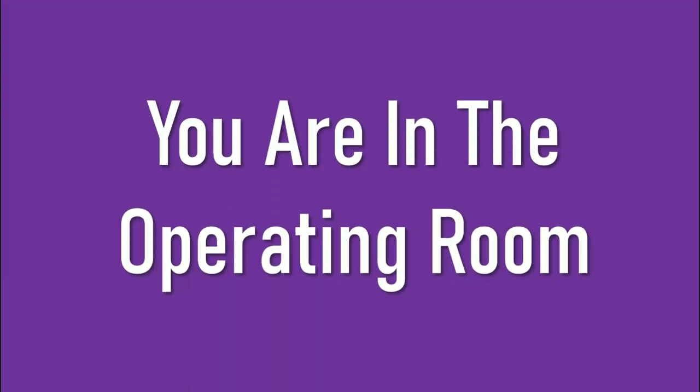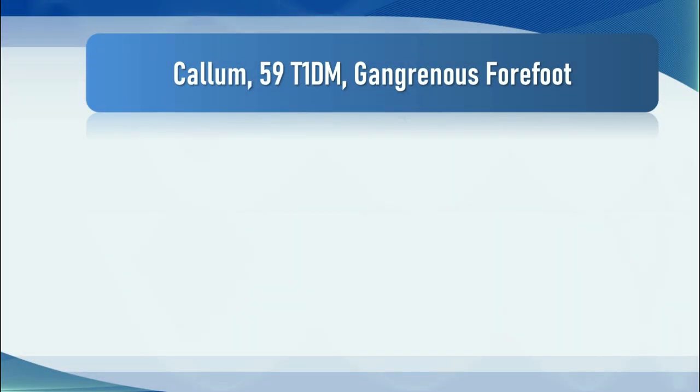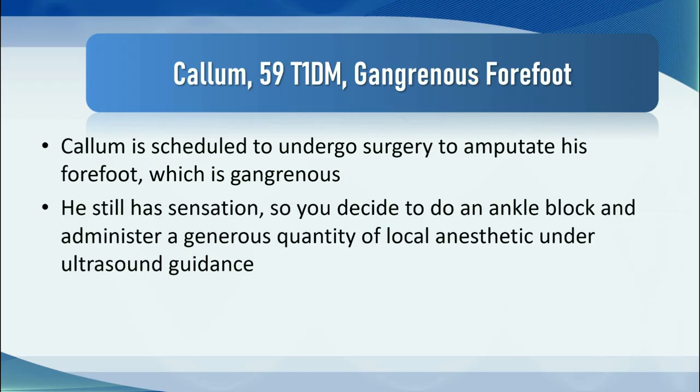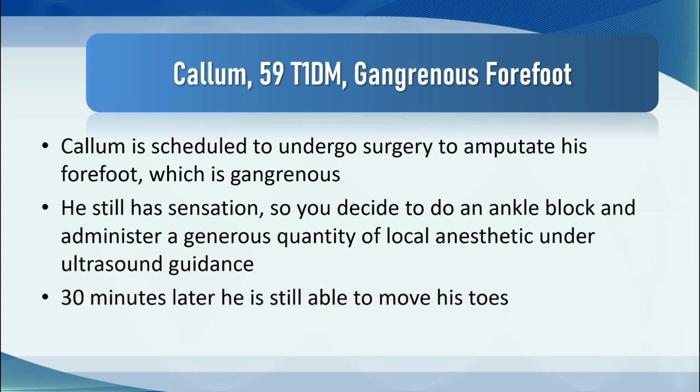You're in the operating room, and Callum is a 59-year-old type 1 diabetic with a gangrenous foot. He's scheduled to undergo forefoot surgery because that's gangrenous, but he still has sensation, so you decide to do an ankle block, and you administer a generous quantity of local anesthetic under ultrasound guidance. 30 minutes later, despite you seeing a donut of local anesthetic around the nerves, he's still able to move his toes. Why did the block appear to fail?